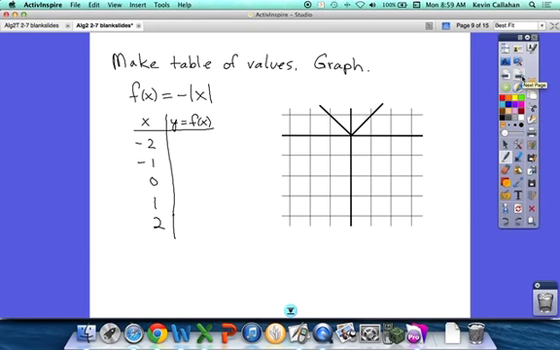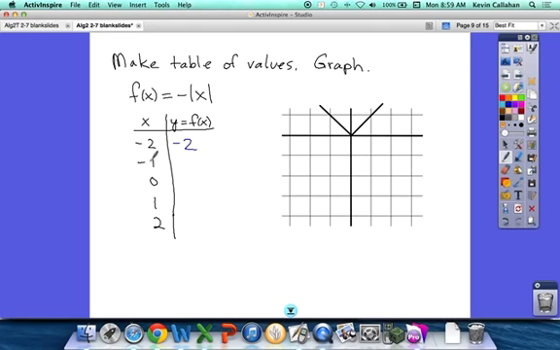Okay, now we're going to see what happens when we stick a minus in front of the absolute value. When I put in the negative 2, I take the absolute value and I get 2. And then I put a minus on it and it becomes negative 2. That minus is not inside the absolute value, so the absolute value has no effect on it. It's just going to change the sign of every one of our y values.